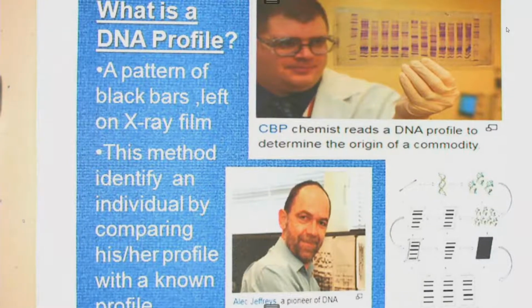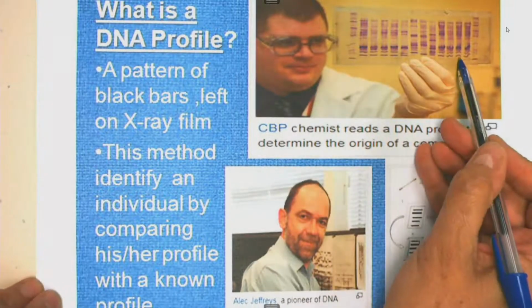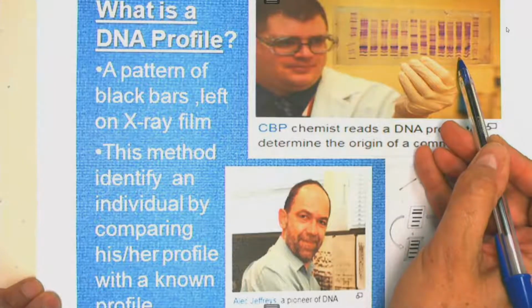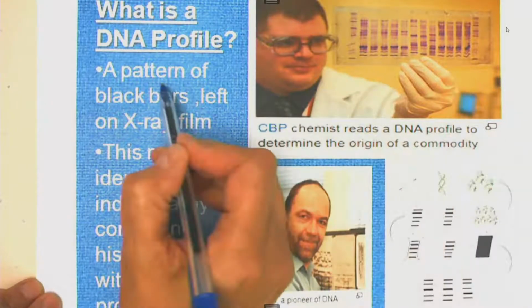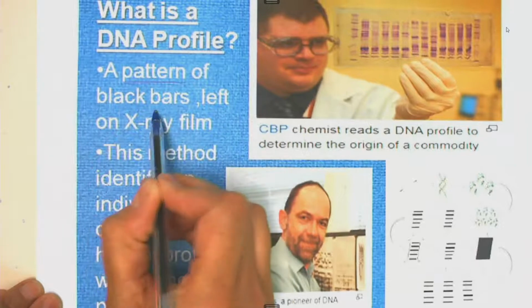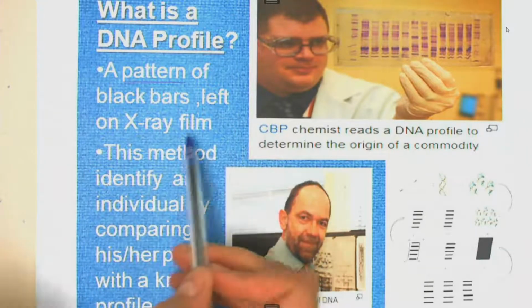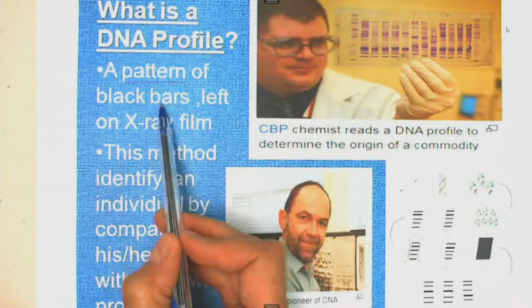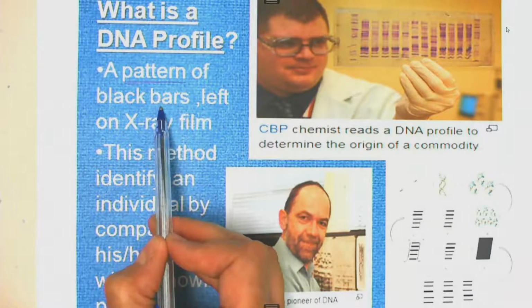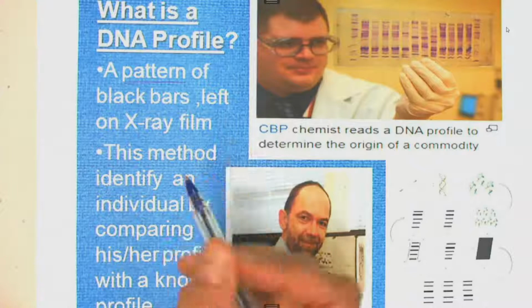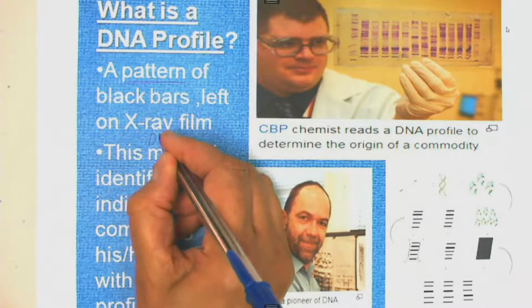All right, now the first thing that you need to know is what is a DNA profile. So you need a definition. When we look at that, we can see it's a pattern or an arrangement. The word they like to use is a pattern of black bars or an arrangement of black bars. Don't worry so much about the X-ray film, but this is a pattern or an arrangement of black bars according to somebody's DNA.